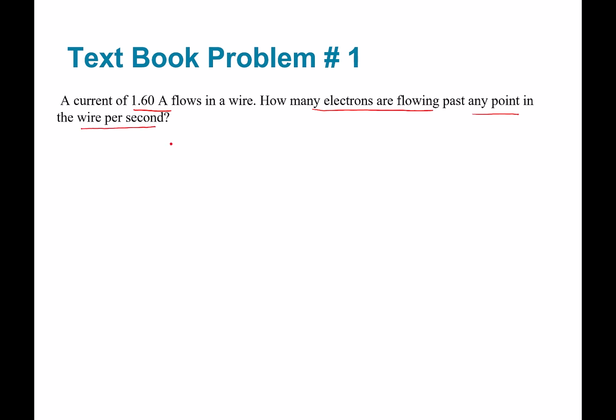So we already know that current is given by I is equal to delta Q over delta T. So here the time is 1 second and the current flowing is 1.60 amps. So you have to find out how many electrons are flowing past any point. It's similar to the example that we just discussed. In order to find the number of charges flowing, we know that delta Q is equivalent to N times E. I have to find the number N. E is the charge of the electron.